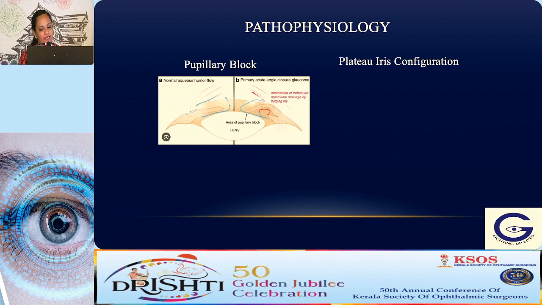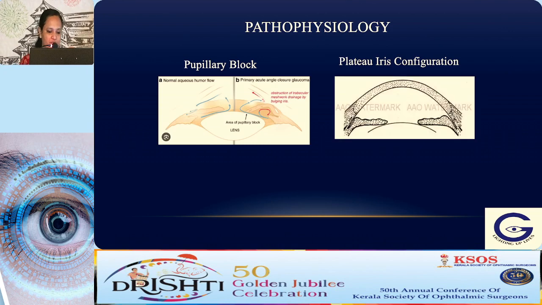The next is plateau iris configuration. Here there is an anterior insertion of the iris onto the ciliary body, and because of this, when the pupil gets dilated, the angle gets obstructed.